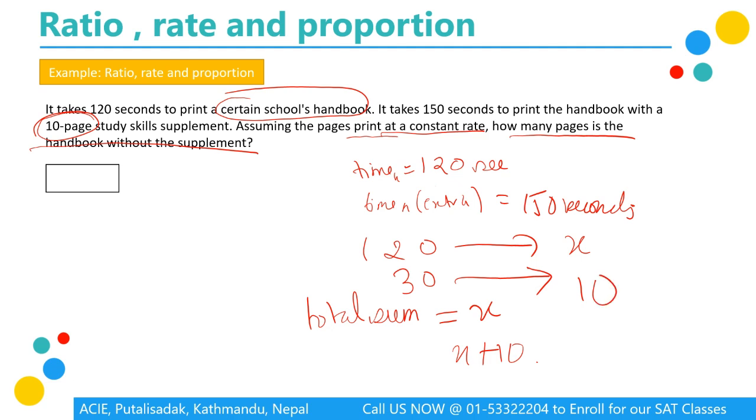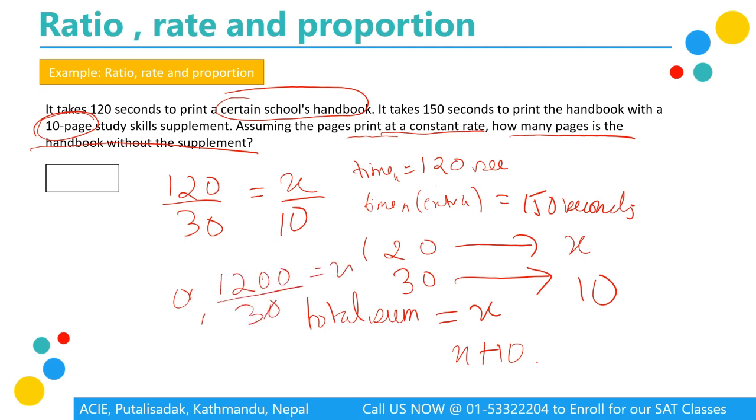Now we can use it in a proportion sense. 120 by 30 is equal to X by 10. Or that will be 1200 by 30 is equal to X, which is 40. Therefore, the amount of pages in X is equal to 40, and that is our answer.